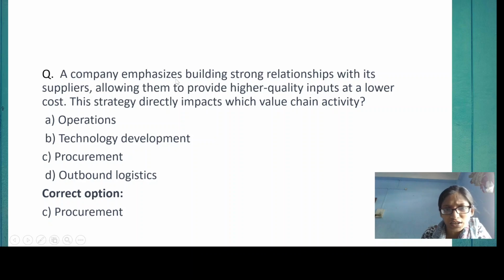A company emphasizes building a strong relationship with its suppliers, allowing them to provide higher quality inputs at a lower cost. This strategy directly impacts which value chain activity? Option C, procurement, because the procurement team will try to build a positive relationship with the supplier, so that they get the cost benefits and receive the products at a cheap rate and, of course, in a timely manner.